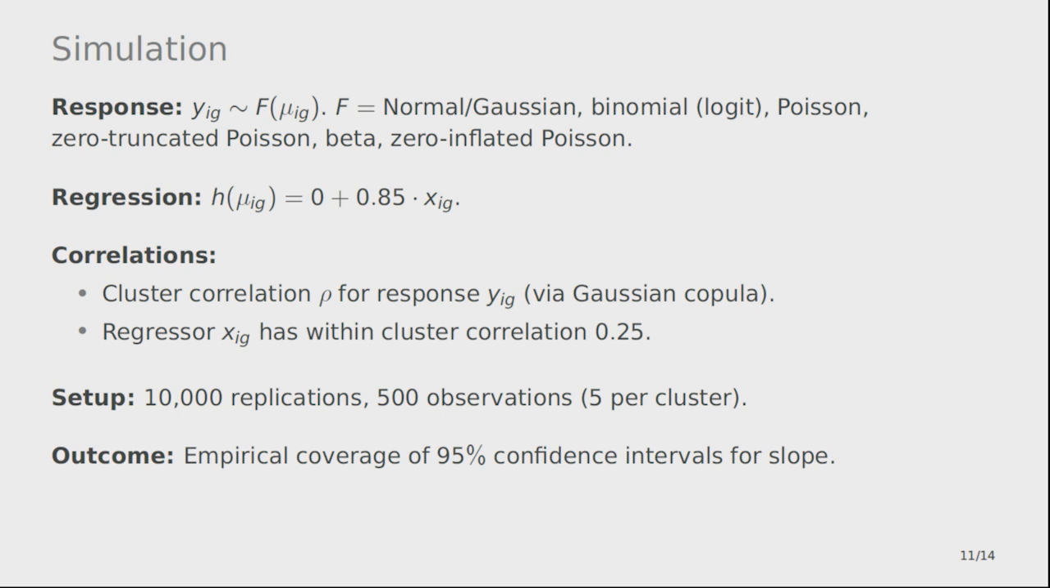Cluster correlation rho for the response is introduced via a Gaussian copula, and additionally, our regressor exhibits a within cluster correlation of 0.25. Each experiment is composed of 10,000 replications, each with 500 observations, consisting of 100 clusters with 5 observations per cluster. So we already have a huge amount of clusters here. And the outcome measure of interest is the empirical coverage of the 95% confidence interval for the slope.